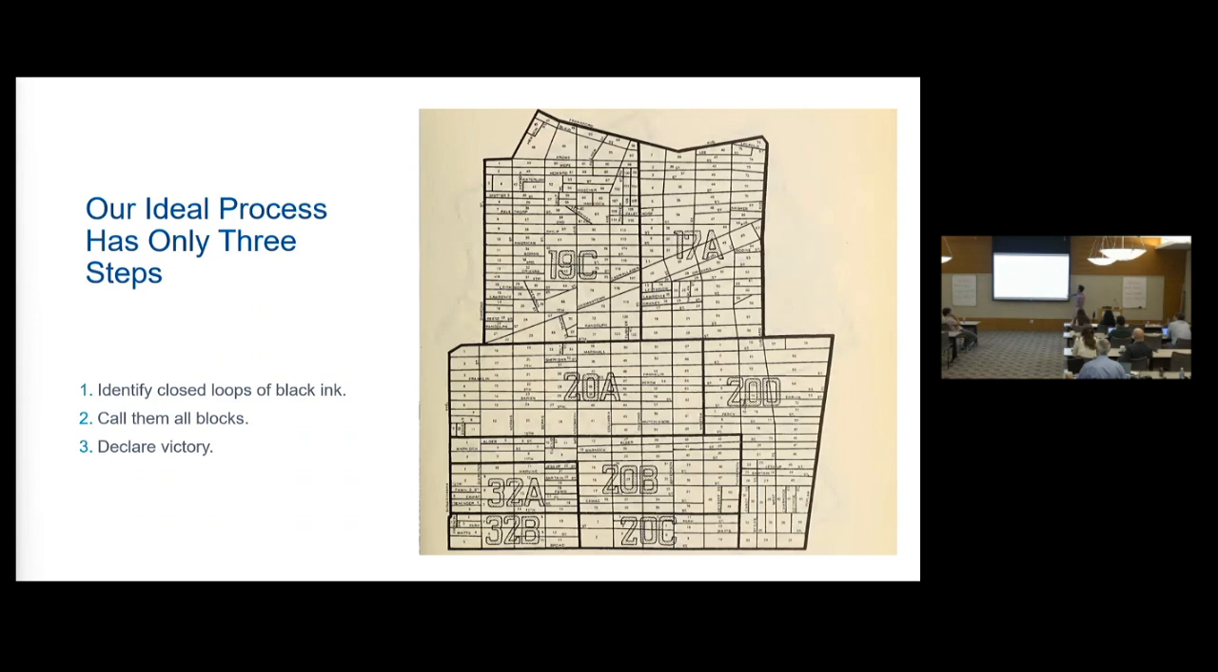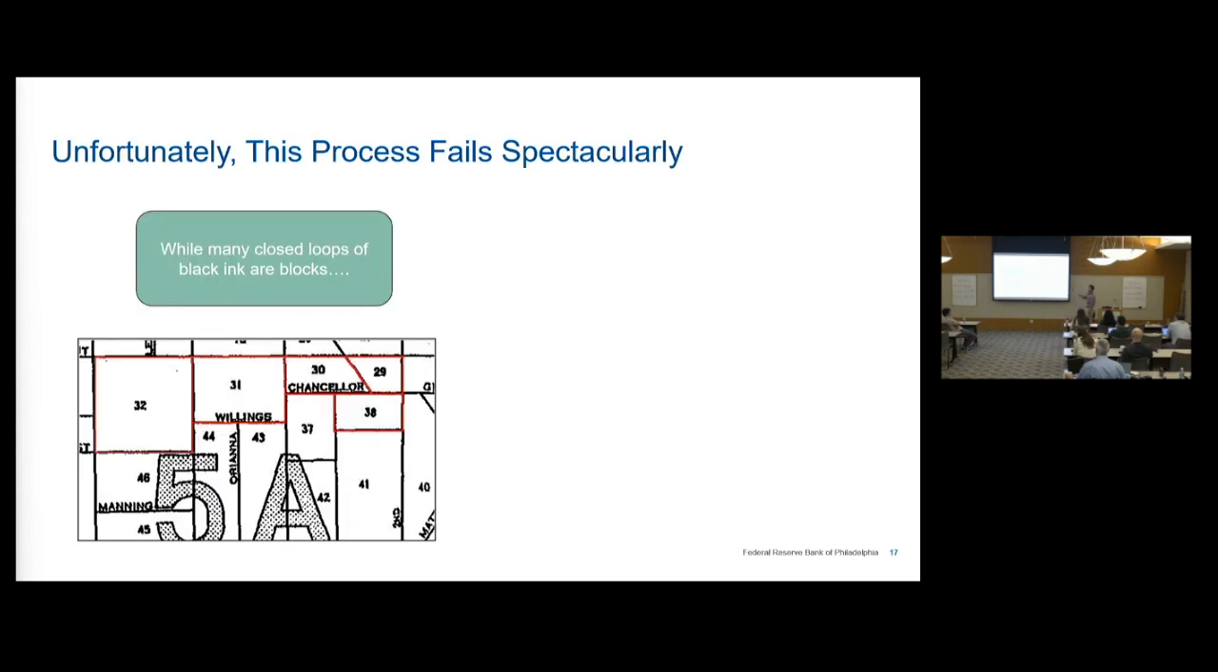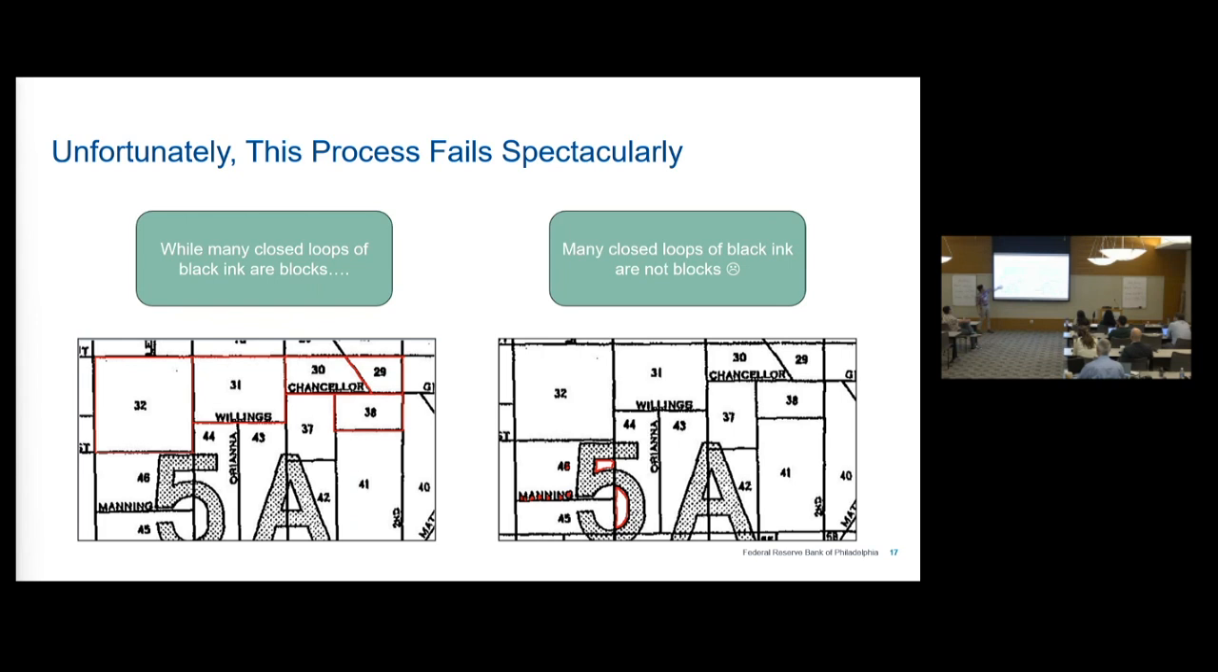So ideally, what will we do? Well, we identify all the polygons or closed loops. We'd vectorize them. They're blocks. We're done, right? That would be fantastic. Unfortunately, this doesn't work. So these are true positives. Yes, we could correctly identify some blocks. On the other hand, there's some false positives here, right?